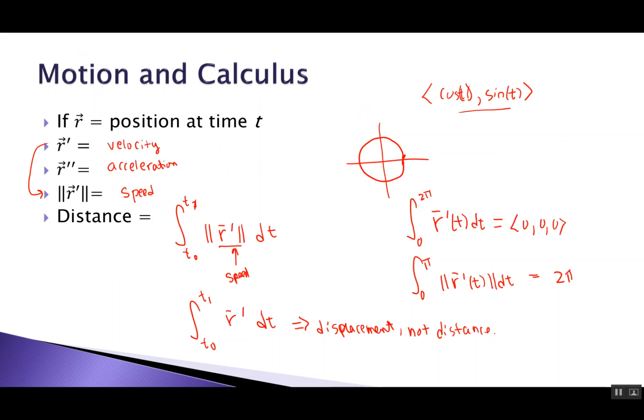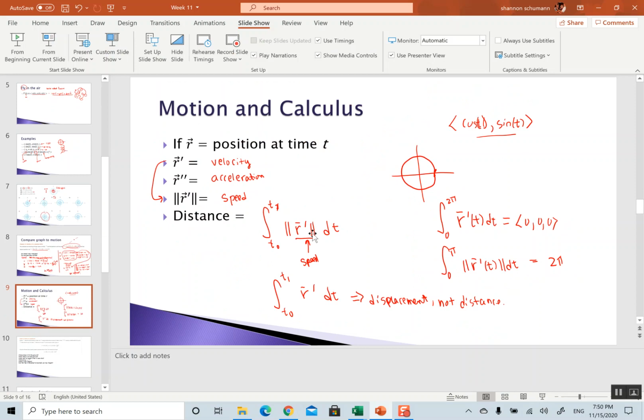Let's talk about how to calculate these. I don't think I put a slide in for that, but taking the derivative is very easy. So let's do an example where we take the derivative.